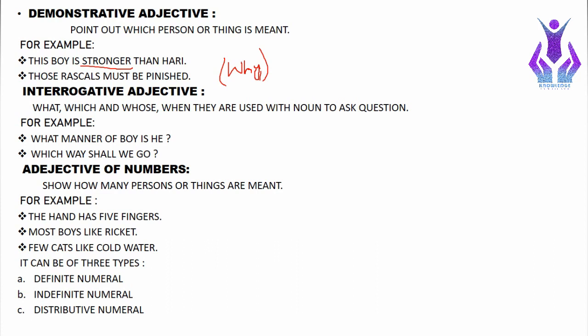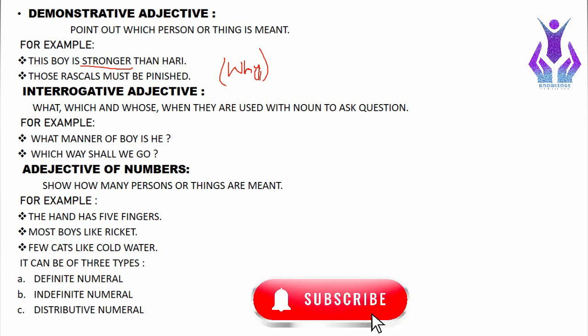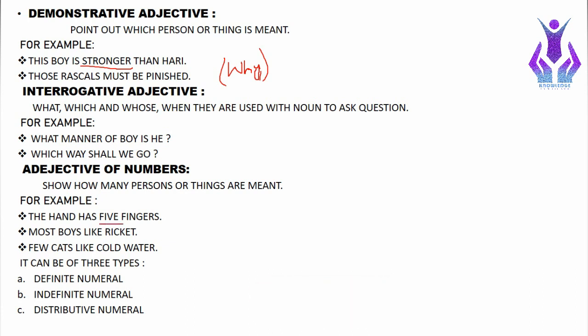Now, adjective of number shows how many persons or things are meant. Adjective of number, as is clear from the name, tells how many. For example, the hand has 5 fingers. Here, 5 is an adjective of number. The next is, most boys like cricket. So here, most is an adjective of number.